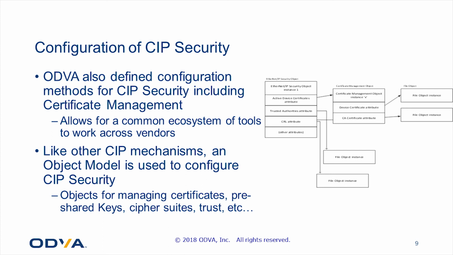We have an EtherNet/IP security object that manages things like the allowed cipher suites, whether or not you're going to do mutual authentication or one-way authentication, what type of trust you have. You can define additional trust authorities, things like that. So this allows for a common ecosystem of tools to use across different vendors.